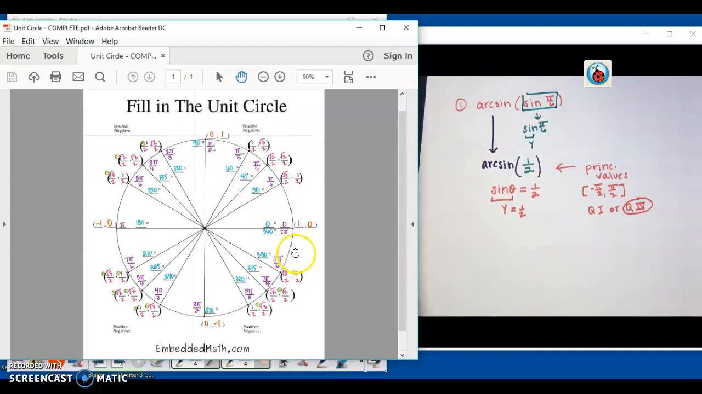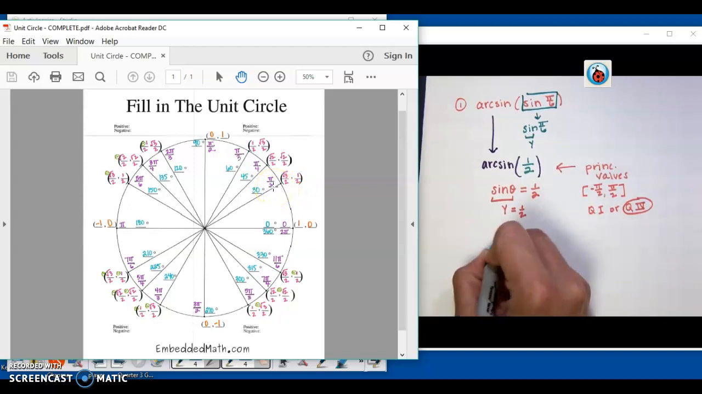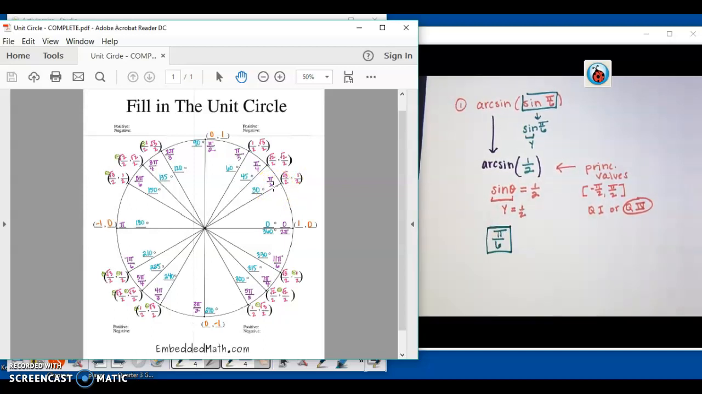So taking a look at your unit circle, we're looking for quadrant 1 or quadrant 4, when we have a y value of positive 1/2. So here we have a y value of positive 1/2, and that takes place at pi over 6. So pi over 6 is going to be my final answer there.